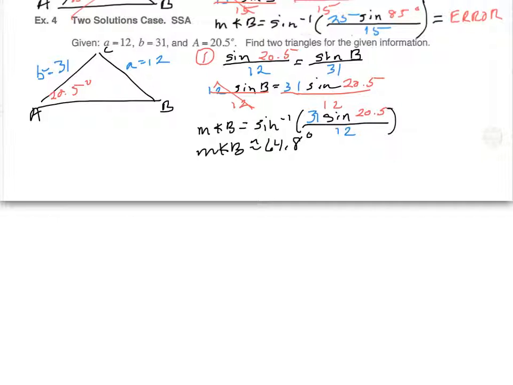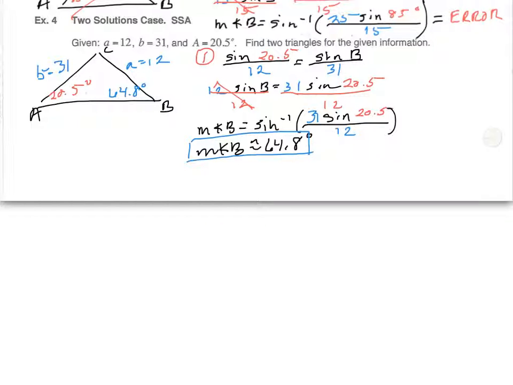So we actually got an answer. So do we have no solution? No. So we have a solution. So I'm going to put that answer here, 64.8. So this is a good answer choice, right?